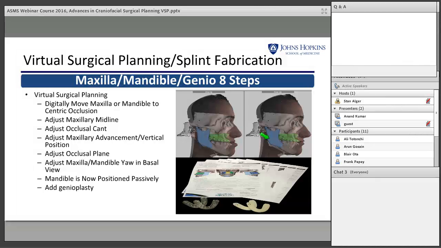And so, how do we do these? And I have to tell you, if you're going to do double jaw surgery, I've basically drilled it down to 8 simple and easy steps, right? You're going to plan some motion.